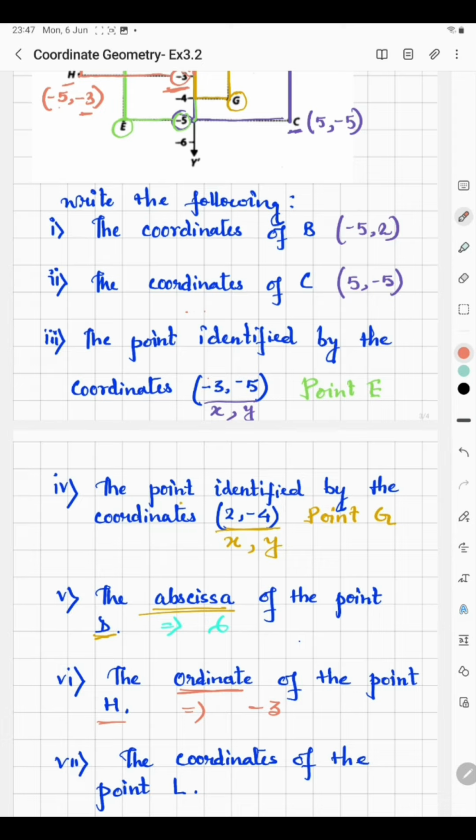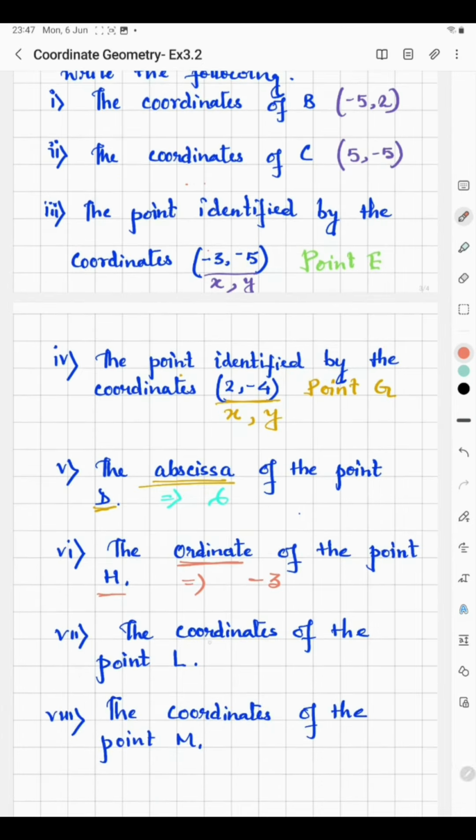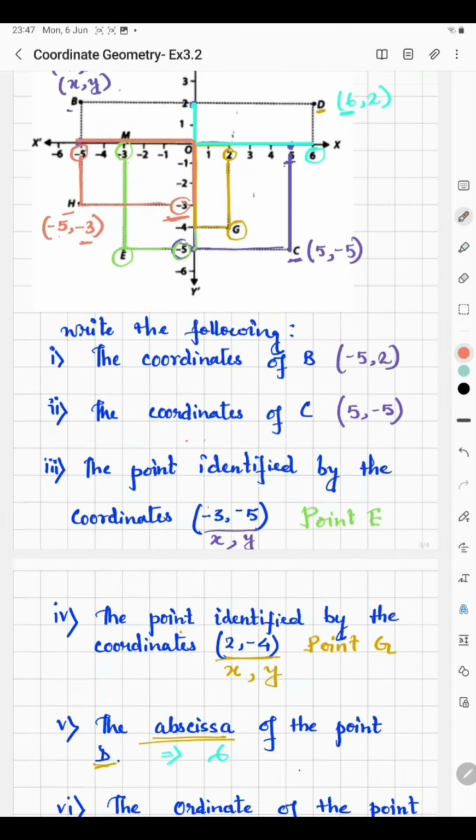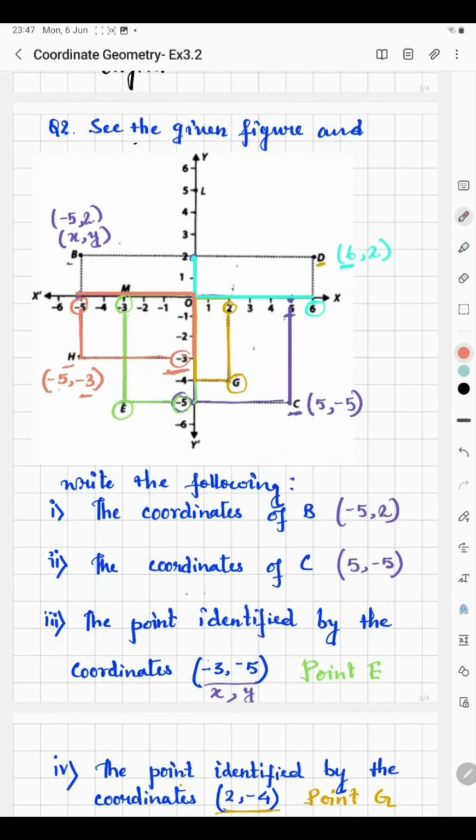Okay. Now in the seventh part, we have the coordinates of the point L. Now where is L in the figure? Here is L. So we'll write the value of x, and then we'll write the value of y. Now we can see from the figure that L lies on the y-axis, and we know that on the y-axis the value of x is 0. So here it will be 0.